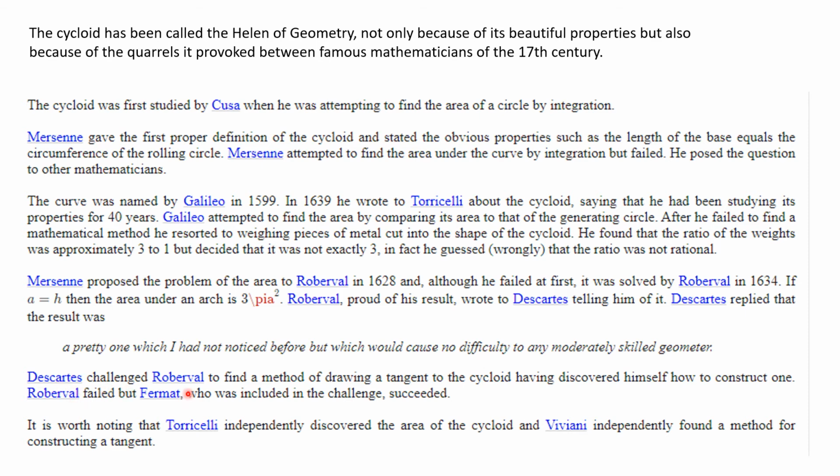And he challenged his colleague to find a method of drawing a tangent, which was the idea behind the derivative, to the cycloid. And he had discovered how to construct one. And so Roberval failed, but Fermat, the great mathematician of Fermat's last theorem, was included in the challenge, and he succeeded. It was worth noting that Torricelli independently discovered the area of the cycloid, and that this fellow, Viviani, found a method for constructing a tangent.